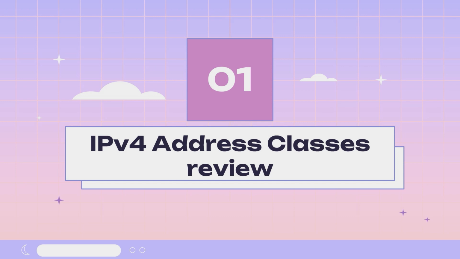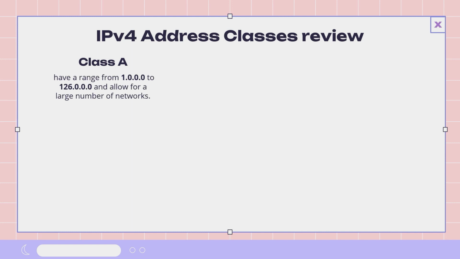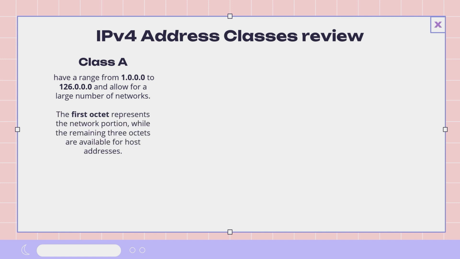IPv4 Address Classes Review. IPv4 addresses are divided into 5 classes: A, B, C, D, and E. Classes A, B, and C are commonly used for network addressing. Class A addresses have a range from 1.0.0.0 to 126.0.0.0 and allow for a large number of networks. The first octet represents the network portion, while the remaining 3 octets are available for host addresses.